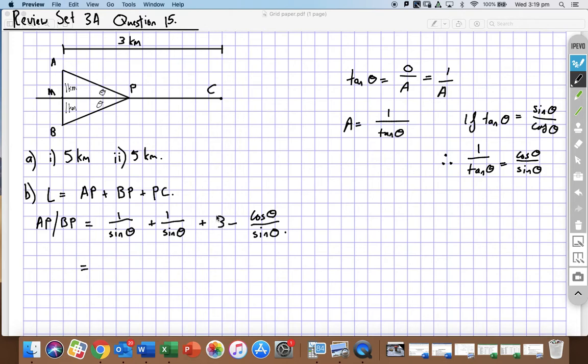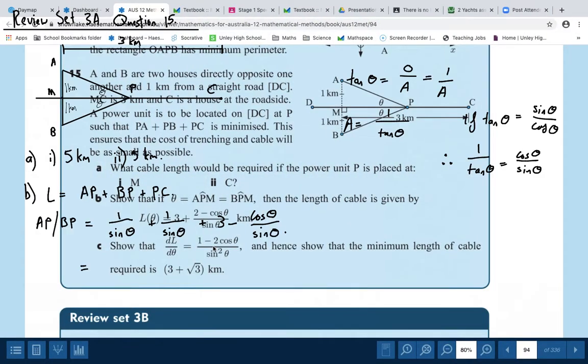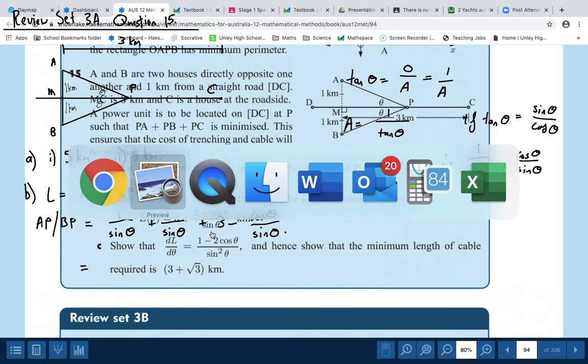What about this 3? What I'm going to do is check what the question's asking. It's one of these show that questions. So it's saying I should be getting 3 plus (2 minus cos theta) on sine theta.